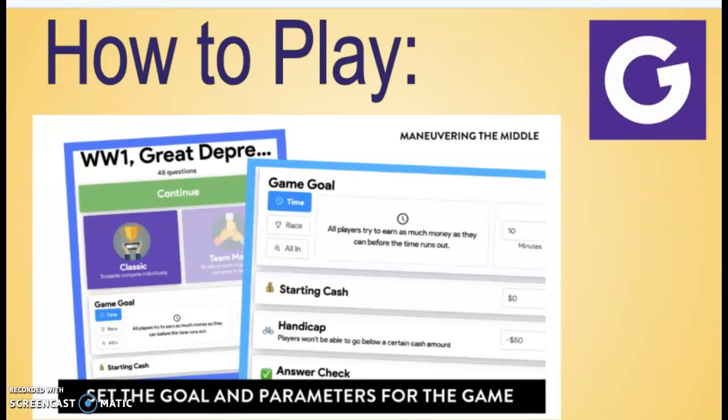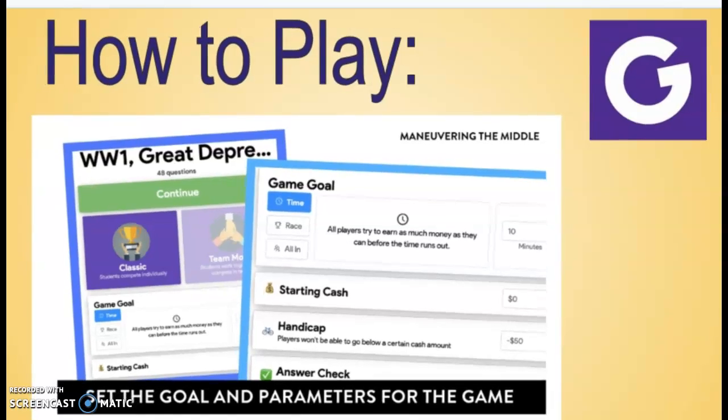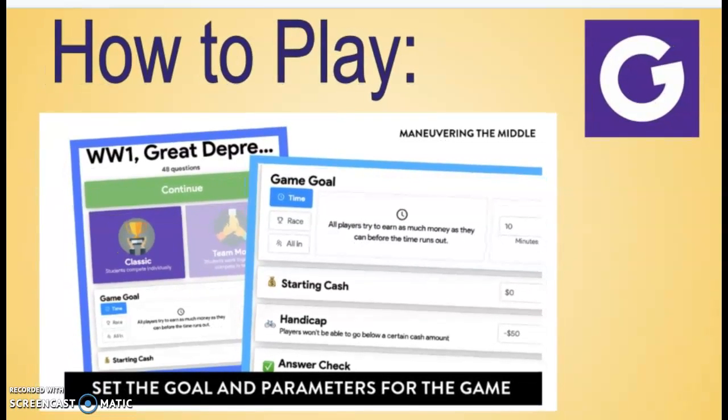So there are different ways that you can play Gimkit, and depending on how you want to use it for your classroom, you can decide. You can give students money to start with so they can spend it at the shop right away. Or you can make them earn their dollars. You can watch their numbers grow as they gain upgrades and answer questions correctly.